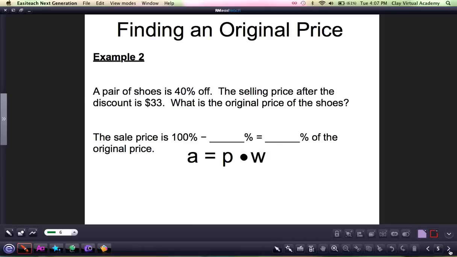All right, so let's talk about finding the original price of something. Say we know what the sale price is. We know how much it's going to cost us now, but we want to know how much it was in the beginning.